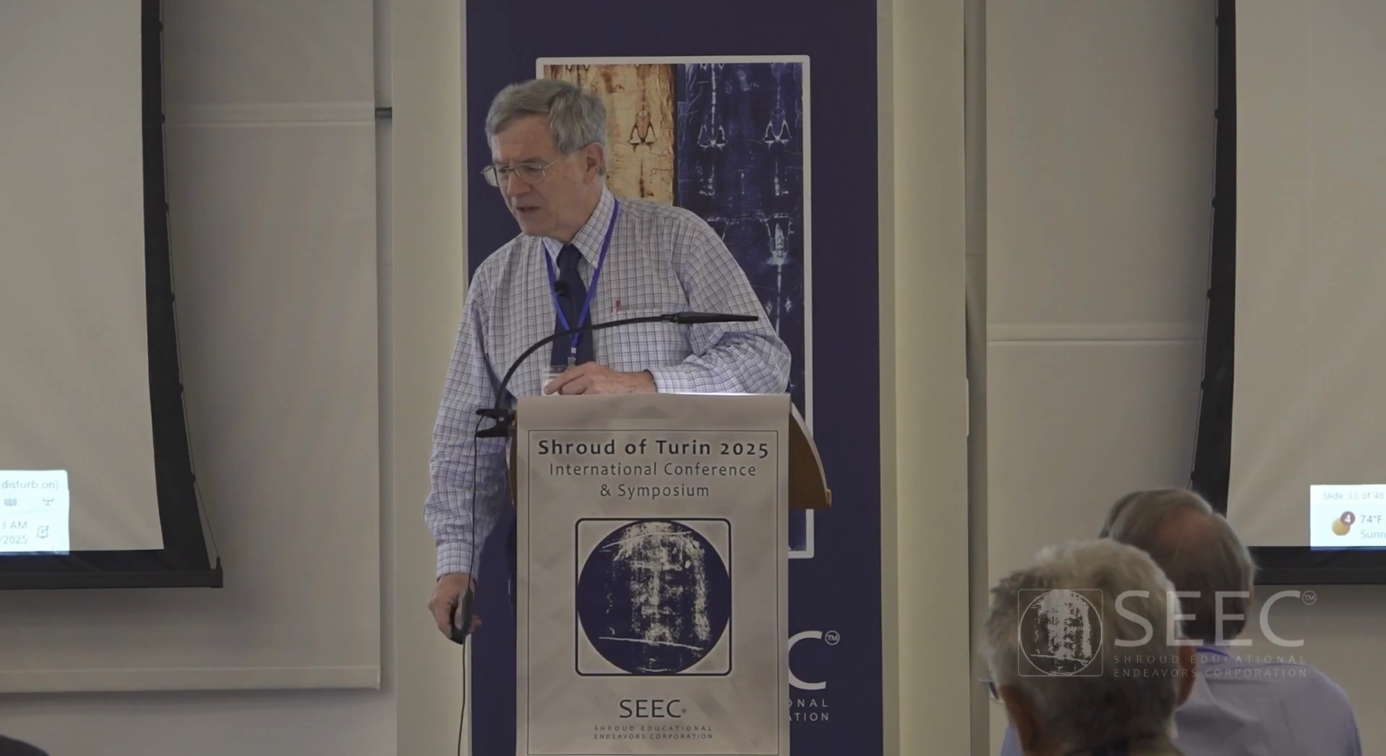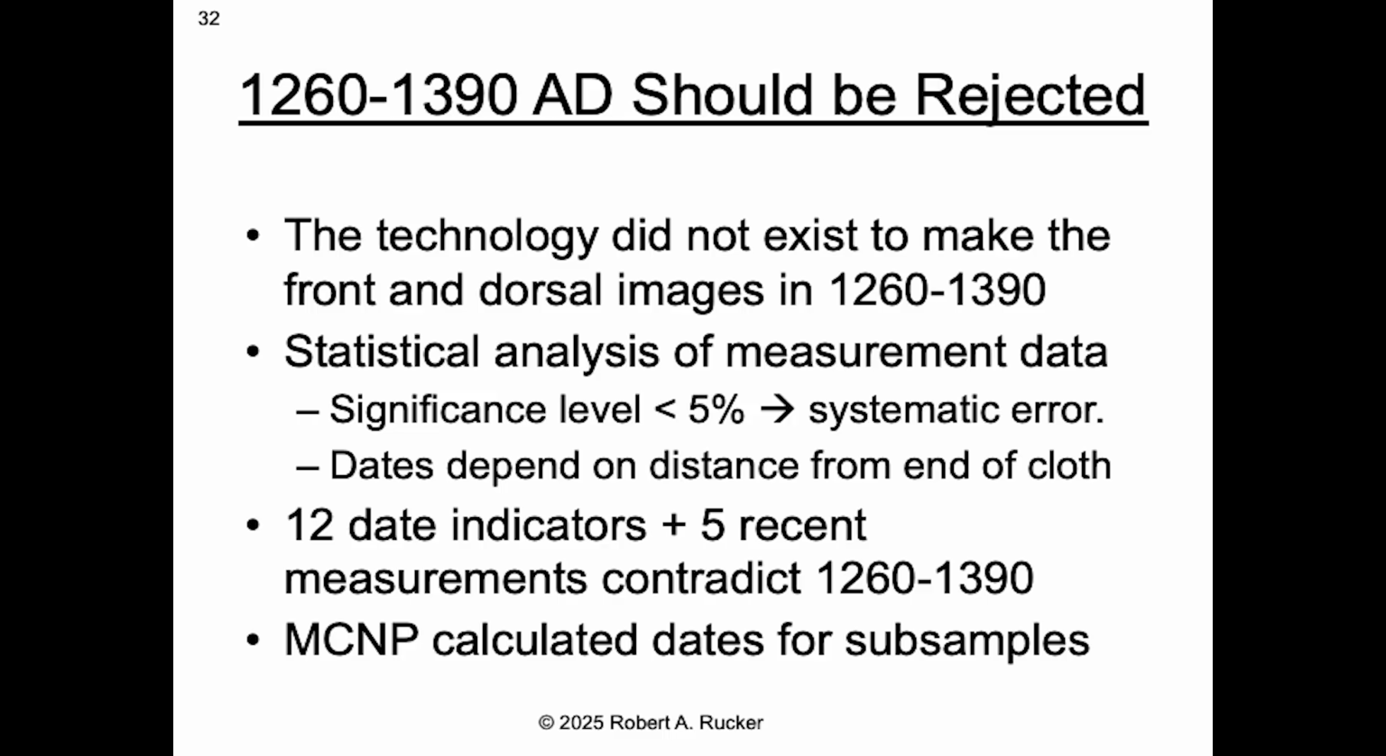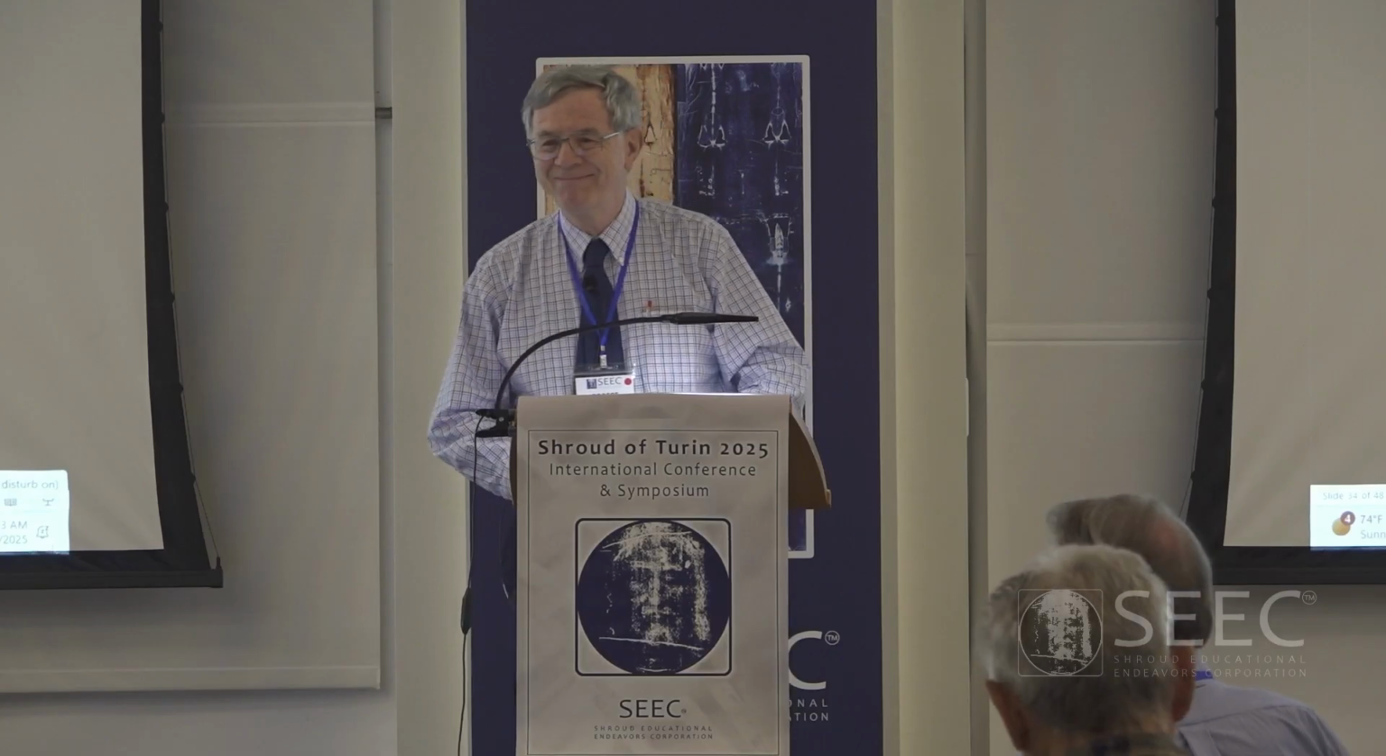So the 1260 to 1390 date should be rejected because the technology did not exist to make the front and dorsal images in 1260 to 1390. There are statistical problems with this 5%. There are the 12 date indicators plus the 5 recent measurements, and there's the MCP calculation of the dates for the subsamples. So, questions?